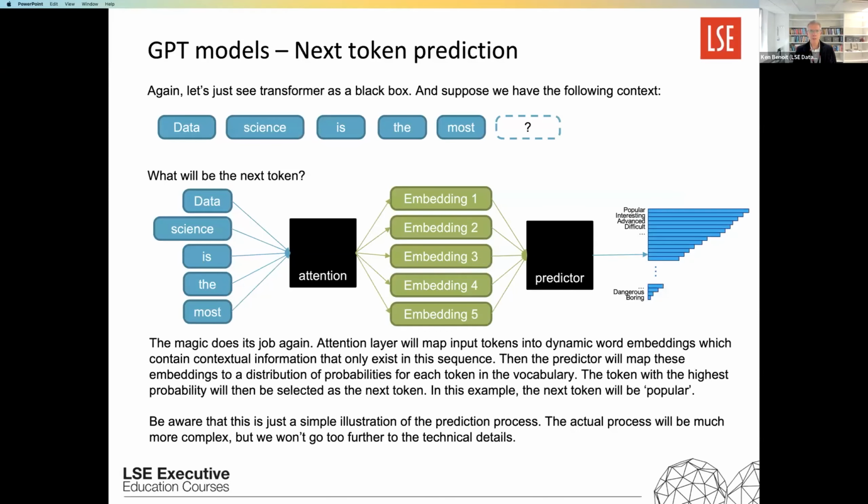So let's see how this works. So data science is the most, and then what? Well, we've got the tokens that are the context on the left. Then we have this mechanism, which is called an attention layer.